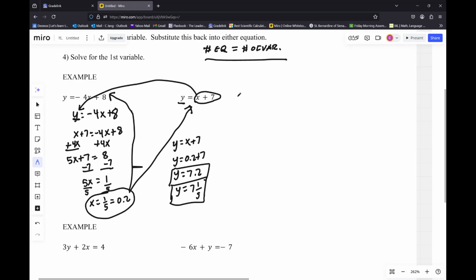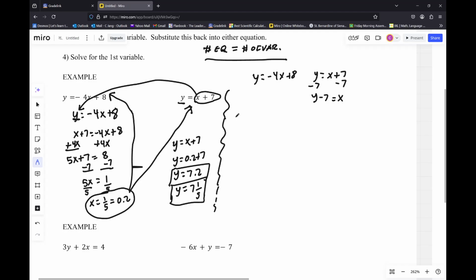Okay. Now, did we have to do it this way? No. We substituted for y. Could we have substituted for x? Yes, we could have. We have y is equal to negative 4x plus 8, and then we have y is equal to x plus 7. Now, I'm going to solve this equation in terms of y, so I want to say x is equal to, right? y minus 7 is equal to x.